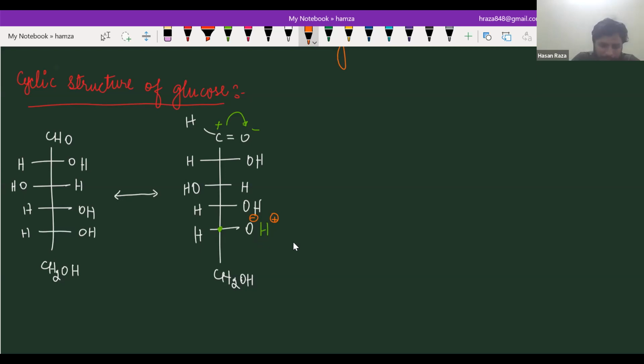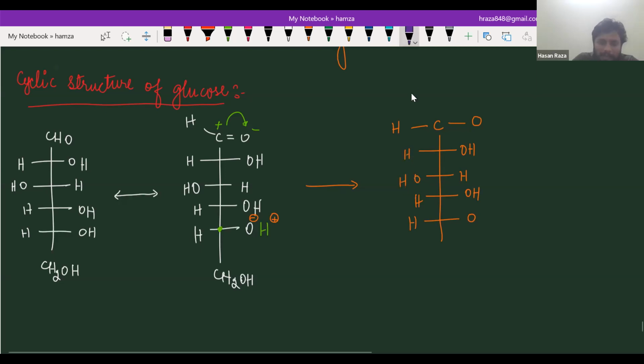Is that clear? Now what happens? Just break this bond. Only O will be left and hydrogen will be like this. And again, OH, H, OH. And this will be only O, then H, then H, then OH, and then H. Now see what happens, it is very easy. This positive will go to this negative. So this will be OH, this will be OH.